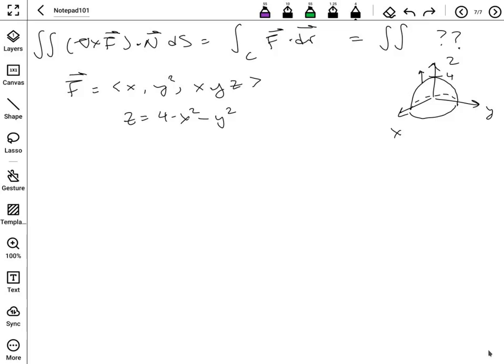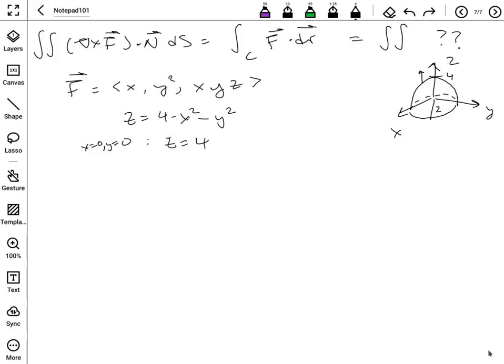So S is this upside down bowl that has height 4, and then goes down to a circle in the xy plane with radius 2. The way I would see this is when x equals 0, y equals 0, I'm going to get z equals 4. So that's how I know my height is 4.